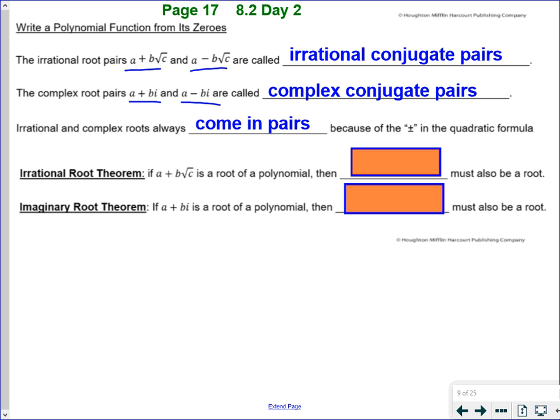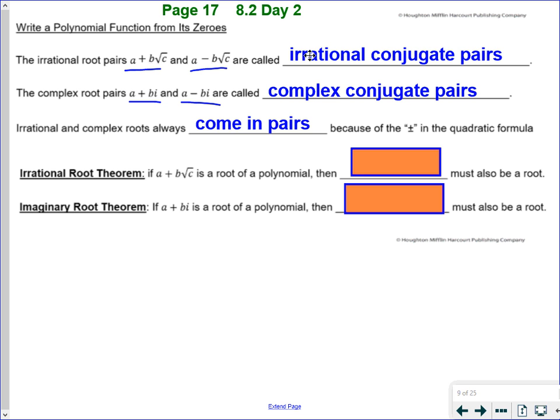And that's because whenever we get something in that form, we get it because we're using the quadratic formula, because we're taking the square root of a variable. And every time you take a square root of a variable, you have to put plus or minus. And that's why they have to come in pairs.